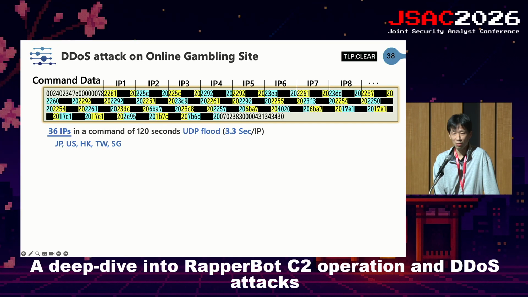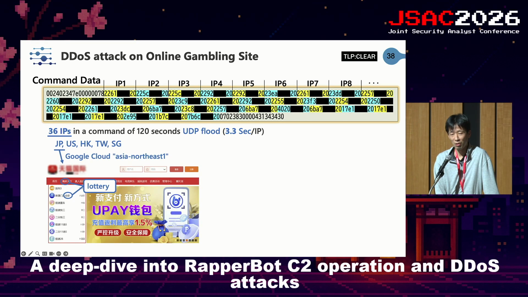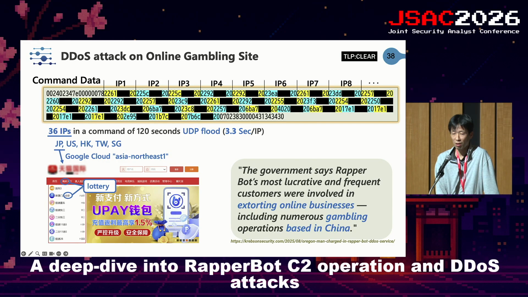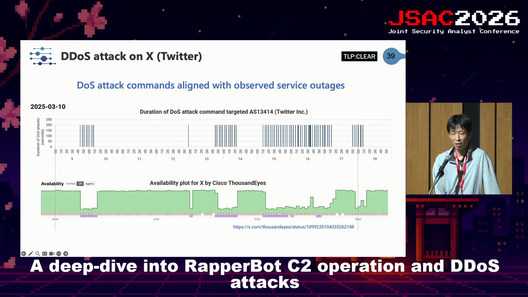Next one is a rather long command containing 36 target IPs, including some in Japan. But when we investigated, it turned out to be a Chinese gambling site using Google Cloud's Asia Northeast 1. Since it's said that these were used quite a bit to extort online gambling businesses based in China, and we do concur that that was possible. Next is the attack on X, which is a plot that we reported at BotConf.